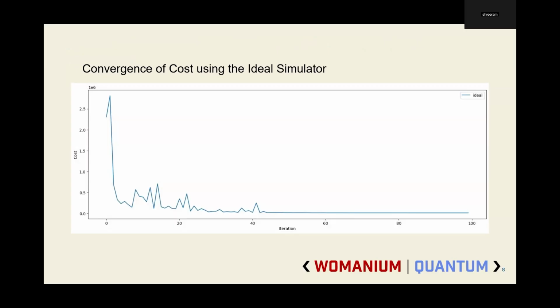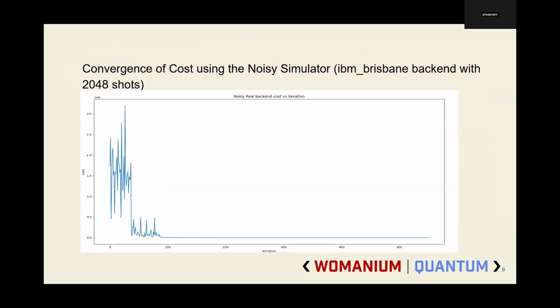This graph here shows the cost convergence using the ideal simulator. You can see the cost function drops quickly and converges to a near zero value, which is exactly what we expect from an ideal and noiseless simulation.